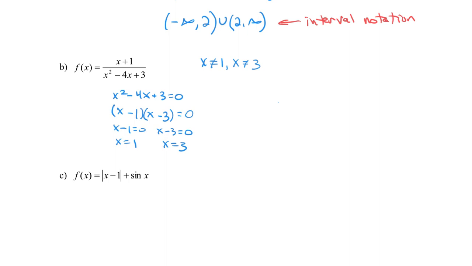Or if we're feeling kind of fancy, we could use set builder notation, say x is an element of the real number system such that x is not equal to 1 or 3. And then if you want to use interval notation, which would probably be the best one, we basically have to start at the whole number line and just pluck out a 1 and a 3. So we're going to start at negative infinity, comma, 1, close parenthesis, union 1, comma, 3, close parenthesis, union 3, comma, infinity.